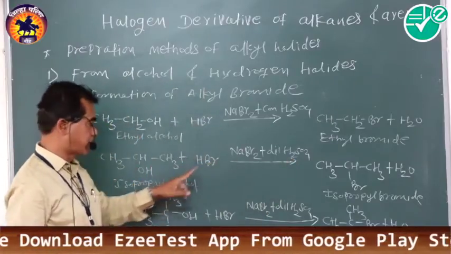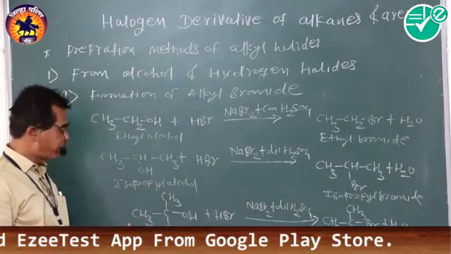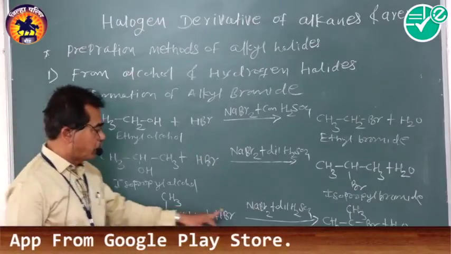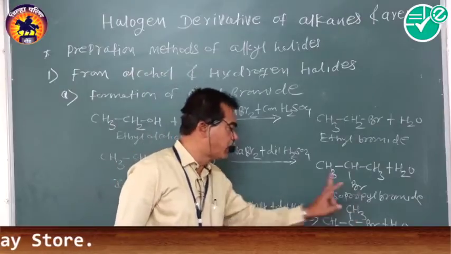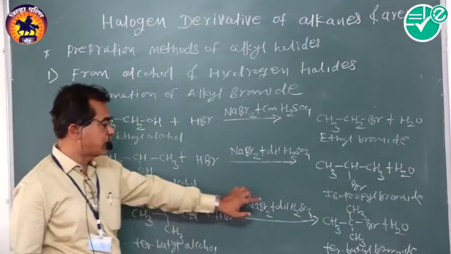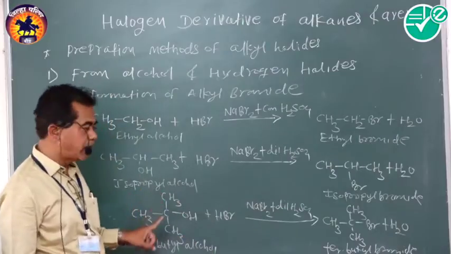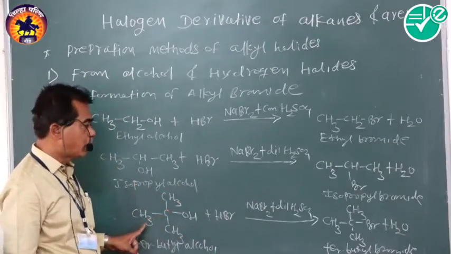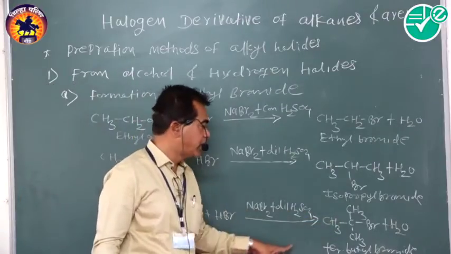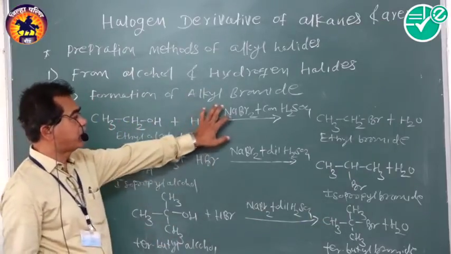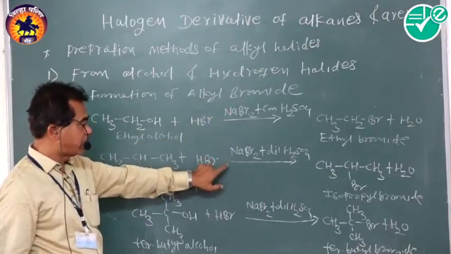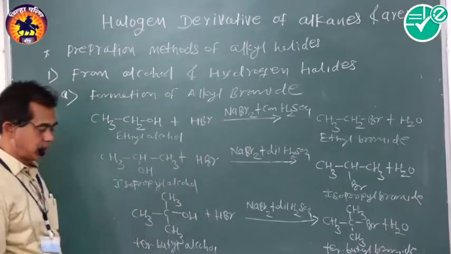It undergoes a dehydration reaction. Similarly, in case of tertiary butyl alcohol also, we use sodium bromide plus dilute H2SO4 and it gives tertiary butyl bromide. But if you use concentrated sulfuric acid, then there also a dehydration process is carried out, forming an alkene instead of the tertiary butyl bromide. This is an important thing to remember: in the first reaction we use concentrated sulfuric acid, and in the second and third reactions we use dilute sulfuric acid.